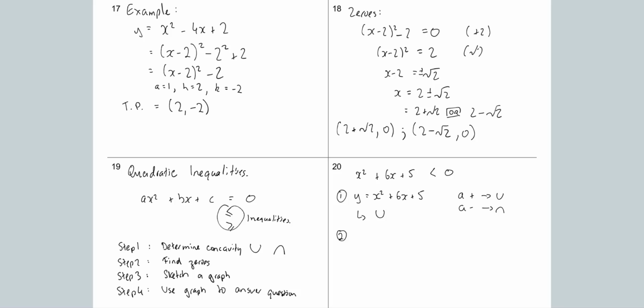Okay, step 2 is to work out the zeros. So we simply set x squared plus 6x plus 5 equal to 0 and solve. Now, you need to go through the usual steps. Is it a difference of 2 squares? No. Is it a perfect square? No. Are there common factors? No. Is it a trinomial that can be easily factorized?